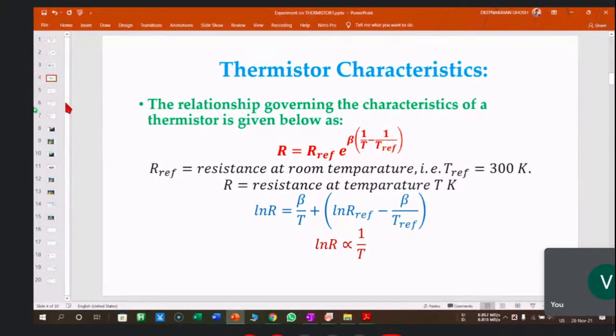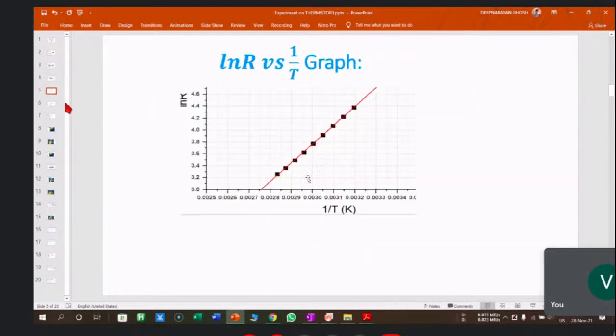If I simplify this equation, I get ln R equals beta by T plus ln R reference minus beta by T reference. So you can see that ln R, the logarithm of R, is proportional to 1 by T. That means it will form a straight line. If we draw the graph, it will be just like that, a 1/T versus ln R graph.